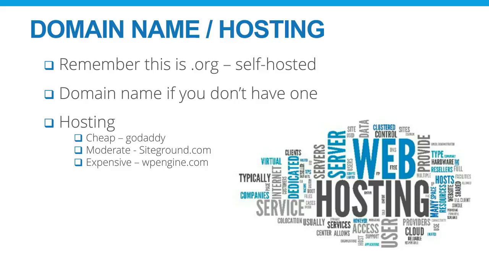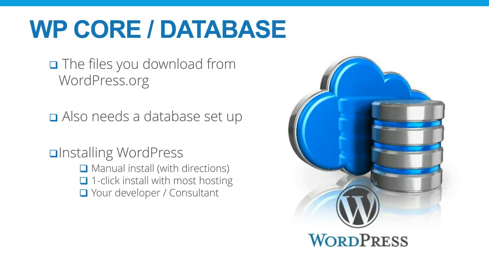So once you have the domain and hosting, you then have to figure out how to get WordPress installed on there. You can do it a couple ways. You can download the files from WordPress.org, manually upload them to your server, and create your database and do all that stuff. Or most hosts now have what's called a one-click install of WordPress. SiteGround does this, WP Engine does this.